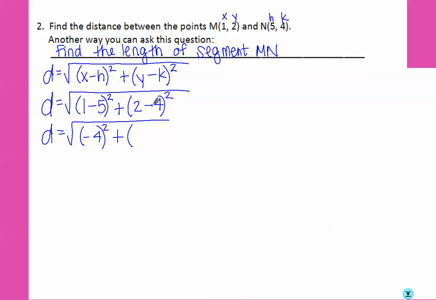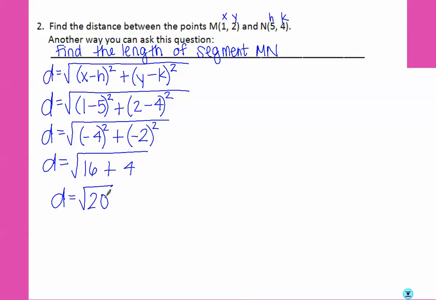Plus (2 minus 4 is negative 2), squared. Negative 4 squared will give us 16. Plus negative 2 squared will give us 4. So we get that our distance equals the square root of 20. Now 20 is not a perfect square, so we're not going to have a nice whole number answer for this problem. So what we need to do is simplify the square root of 20.